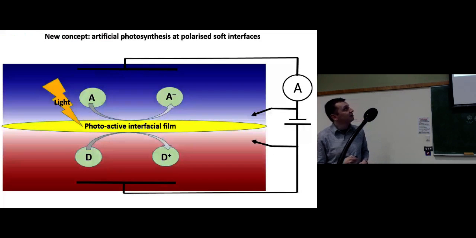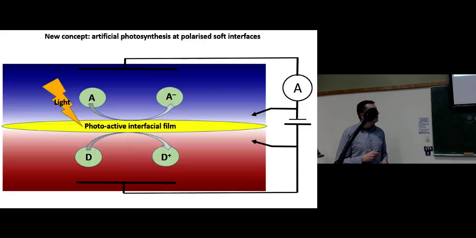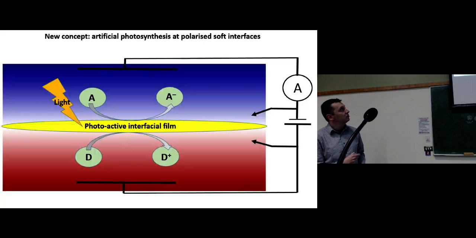So the last part is trying to make a solar cell. This is what we're looking at right now. We have our water and our oil phase, and in between the two, we're creating a photoactive interfacial film. At the moment, we're not really making a solar cell. We're just looking at charge separation at the liquid-liquid interface. So I have a donor species, and it gets oxidized, and an acceptor species, and it gets reduced. And that only happens when I shine light on the film. And I'll explain why in a second.